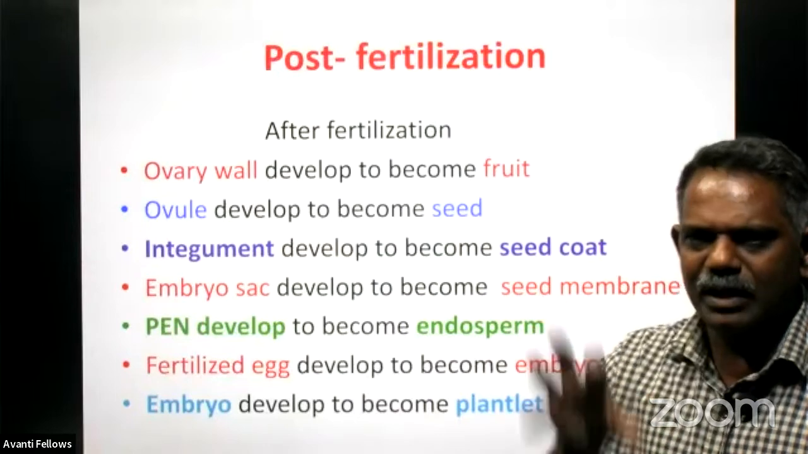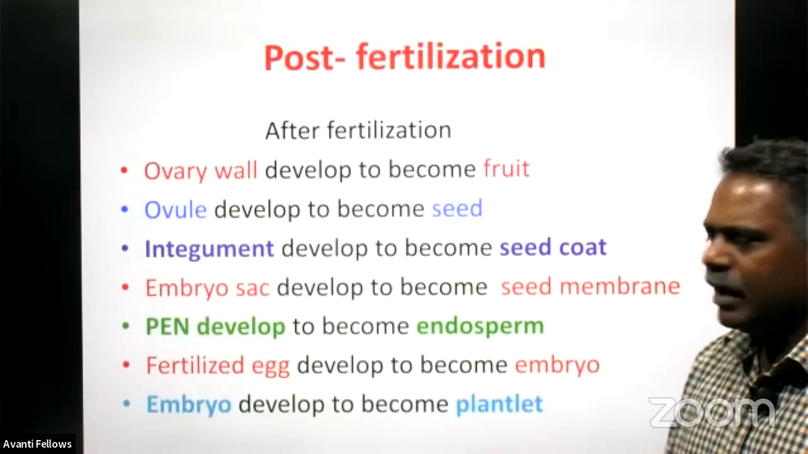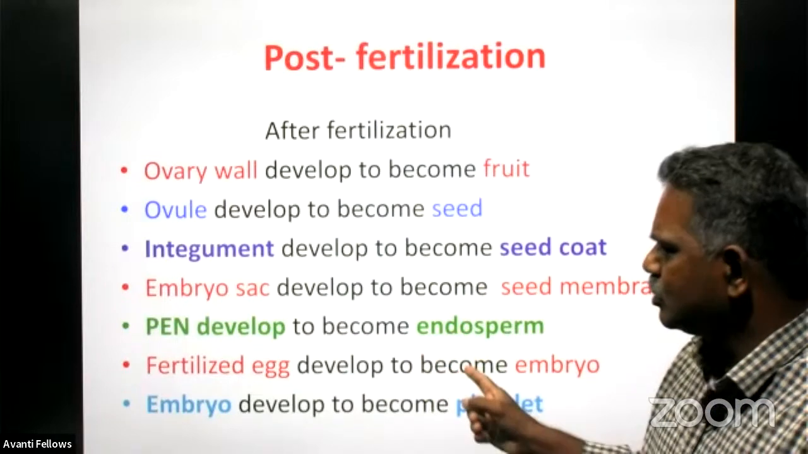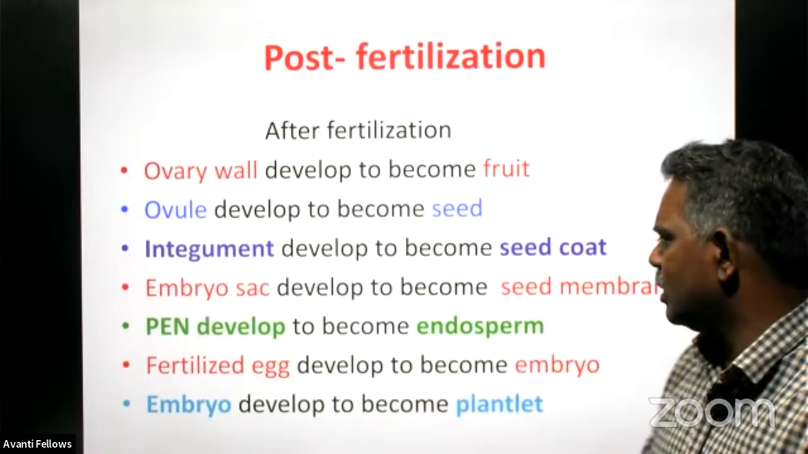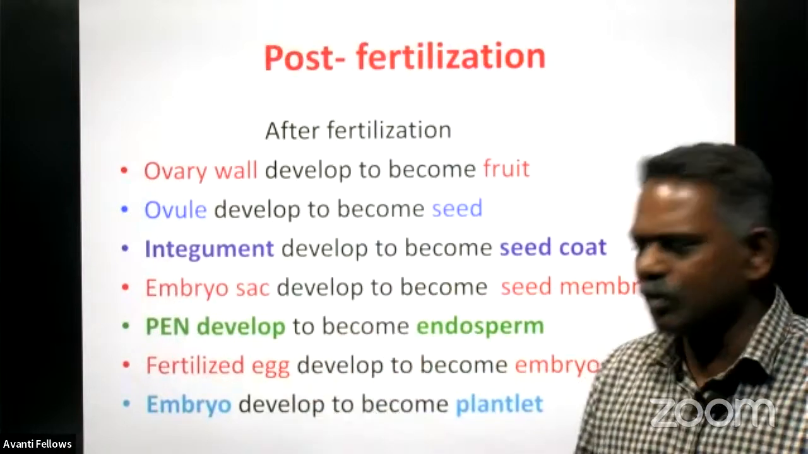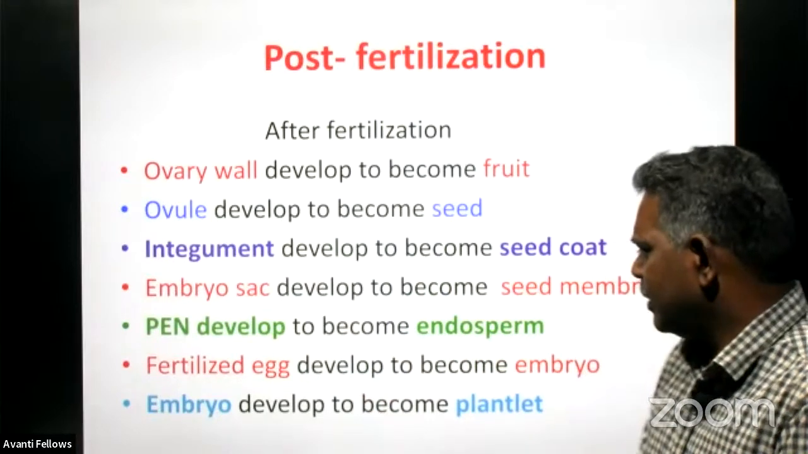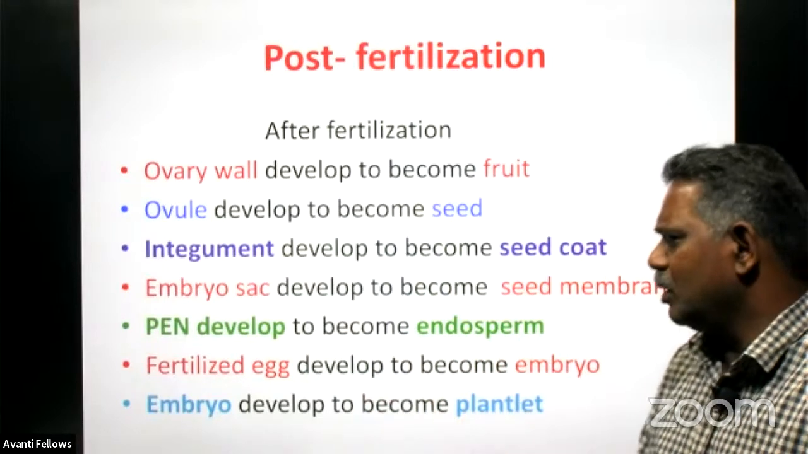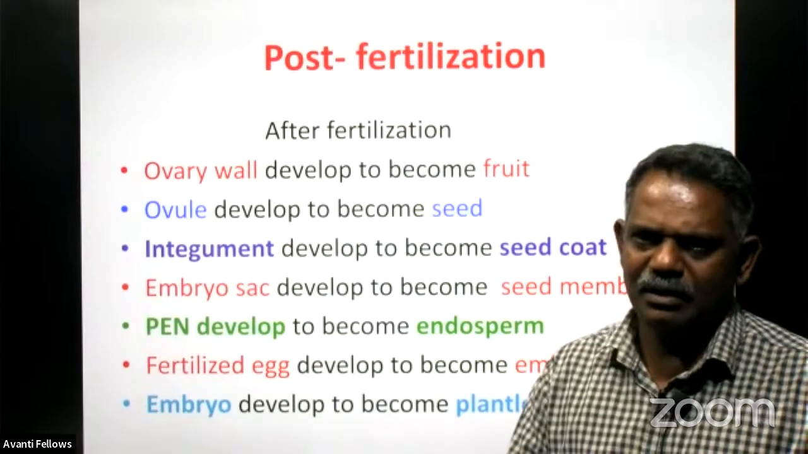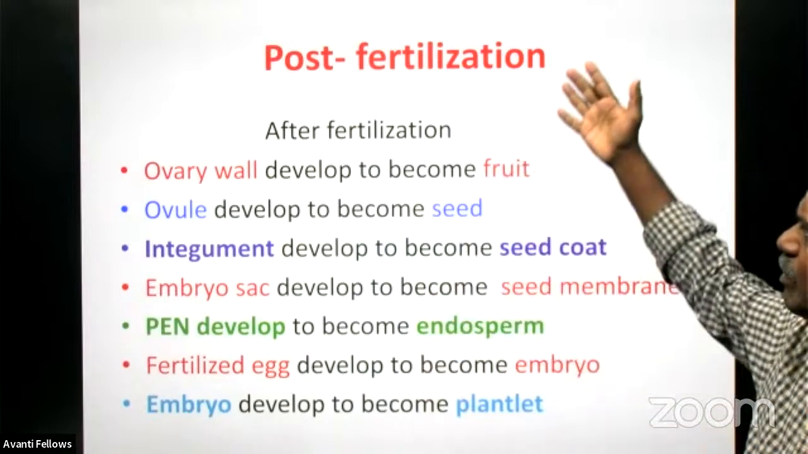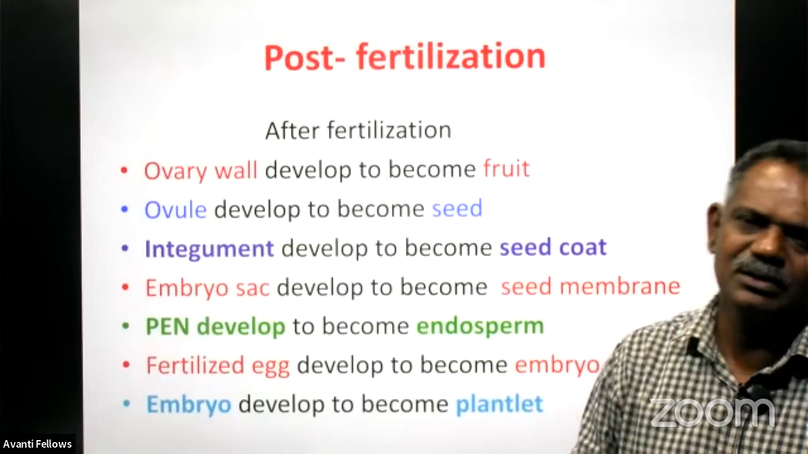There is a membrane in the seed just below the seed coat. And PEN, the primary endosperm nucleus, which we already discussed, is the product of triple fusion and develops to become the endosperm. And the fertilized egg, a product of syngamy, develops to become an embryo, and later the embryo develops to become a plantlet. So these are the events happening after fertilization. We call them the post-fertilization events.